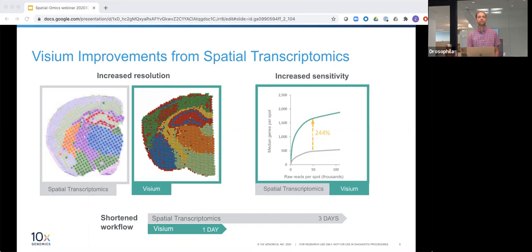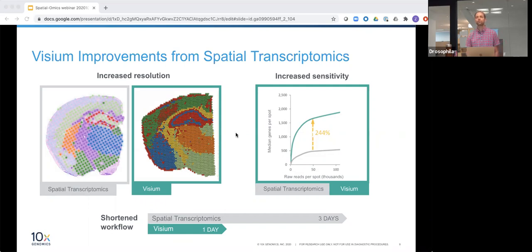And so you can see here a mouse brain using the original Spatial Transcriptomics. There were about 1,000 spots in the same area that we put 5,000 spots. And those spots were significantly bigger, about 100 microns with a 200 micron center to center pitch. And so we're able to drastically improve the resolution here, and you can see much better structure because of it.